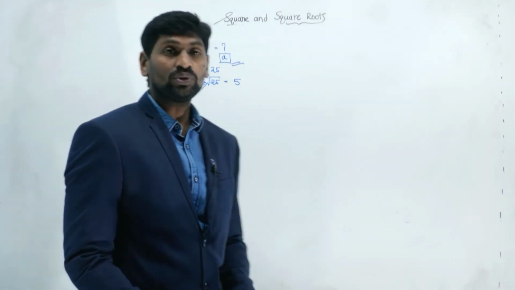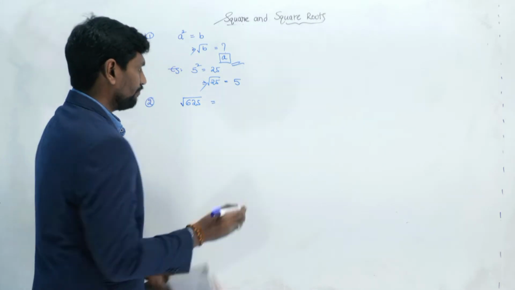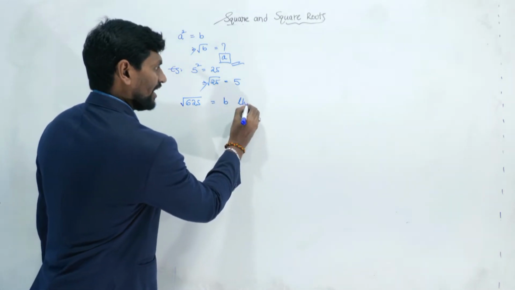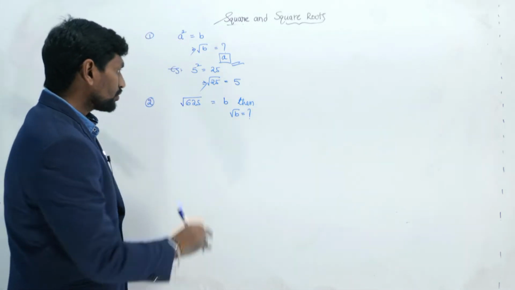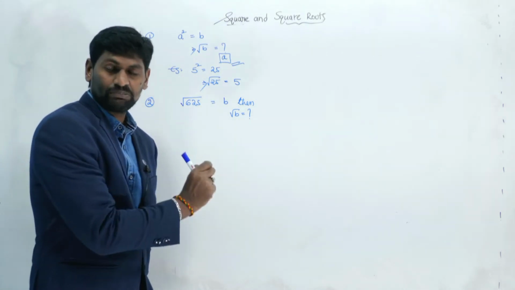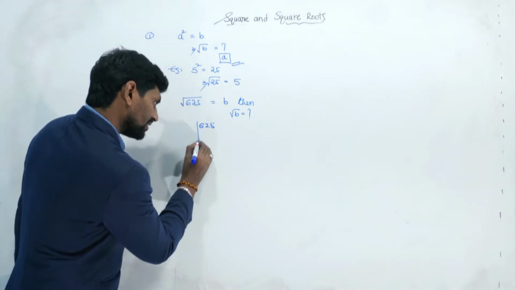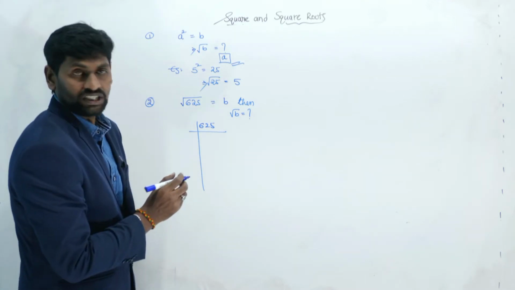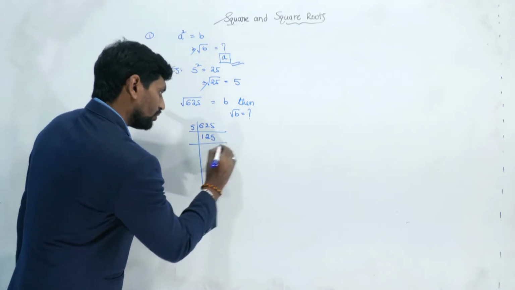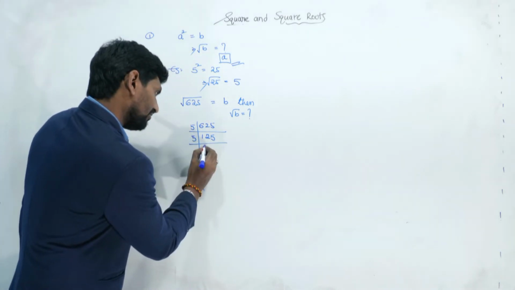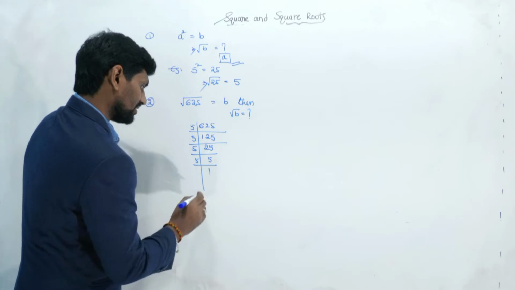Square root of 625 is B. Then we need to find the value of the square root of B. First we need to find the square root of 625 using the prime factor method or the continued division method, whichever you wish. I am taking the prime factorization method. 625, the last digit is 5, so it will definitely divide by 5. 5 ones are 5, 5 twos are 10, 5 fives are 25, giving 125. Again the 5 table: 5 fives are 25. Again 5 table, 5 ones.